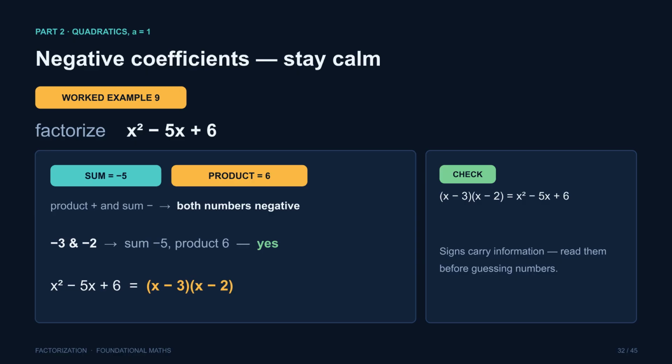When coefficients are negative, stay calm. In this example, the product is 6 and the sum is negative 5. A positive product with a negative sum implies both numbers are negative. Therefore, negative 3 and negative 2 are our pair.